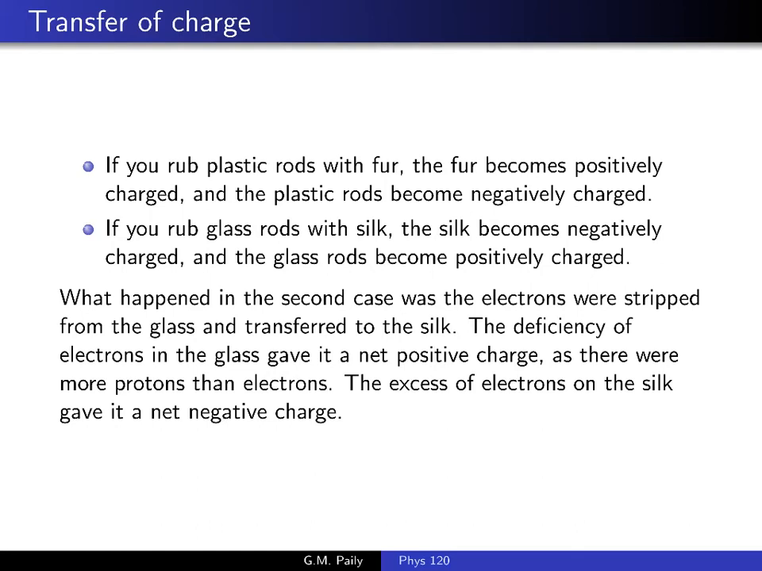So how did the glass rods get positively charged? What happened was that when you rubbed the glass rods with silk, the glass rods lost electrons, and those electrons were transferred to the silk. The deficiency of electrons in the glass gave it a net positive charge, as there were more protons in the nuclei than there were electrons around them. And the excess of electrons on the silk gave it a net negative charge. So this is an example of charging by friction and transfer of electrons.